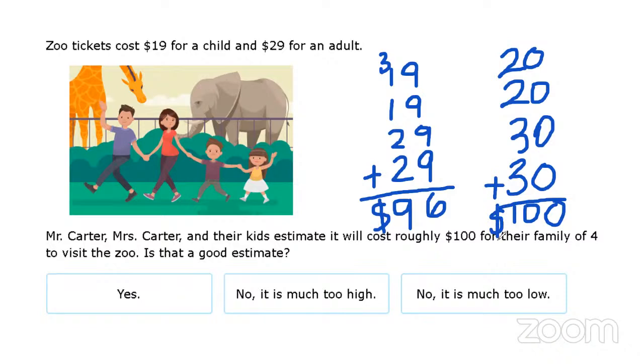We're rounding off. So an estimate is a rough guess. It's a rough calculation. So definitely the actual amount is $96, but if we are guessing and rounding and estimating and we say $100, we are definitely on point. It's an estimate. So yes, it is a good estimate. It's not much too high. It's just $4 more than the amount that we need. And it's not much too low. And so the correct answer for this is yes, it is a good estimate.